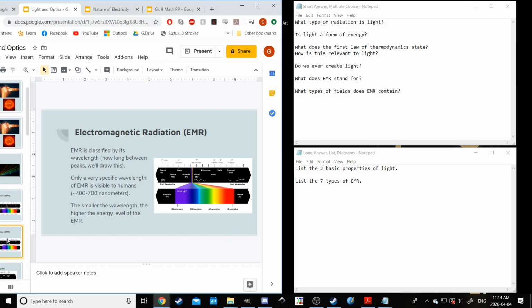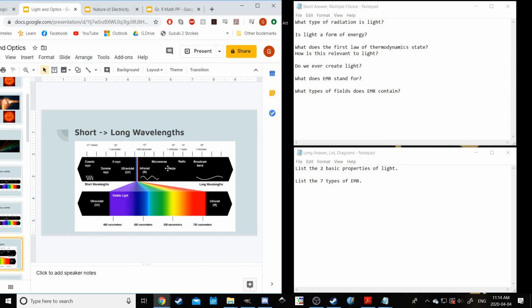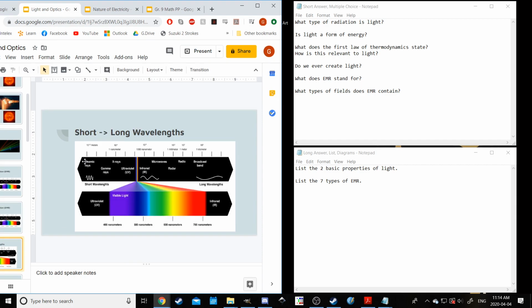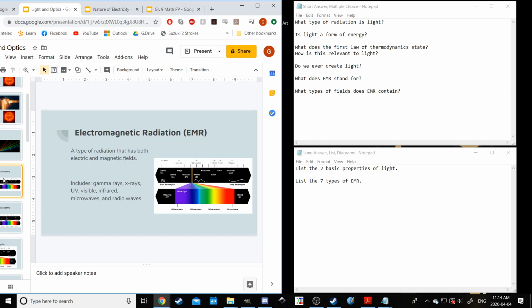And you'll notice on the chart that we did here, there's a couple more types. I want you guys to know the ones that I list here. However, if you gave me like cosmic rays and radar, I would probably give you marks because it's correct. But these are the ones that I think we're going to talk about the most, so I listed them there.